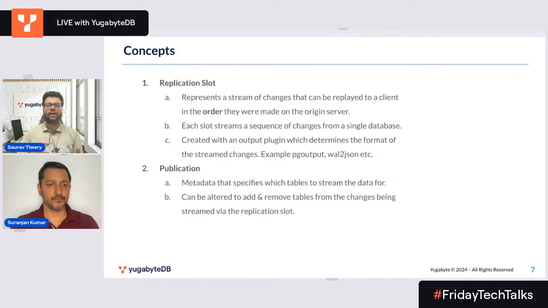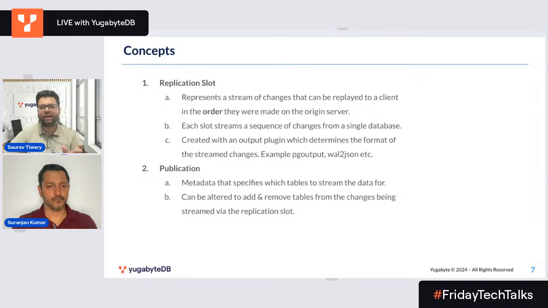So before I move further, let's discuss the 2 main concepts of logical replication. Both of these are inherited from Postgres: one is the replication slot and the other is the publication. A replication slot represents a stream of changes that can be replayed to a client in the order that they were made on the origin server.